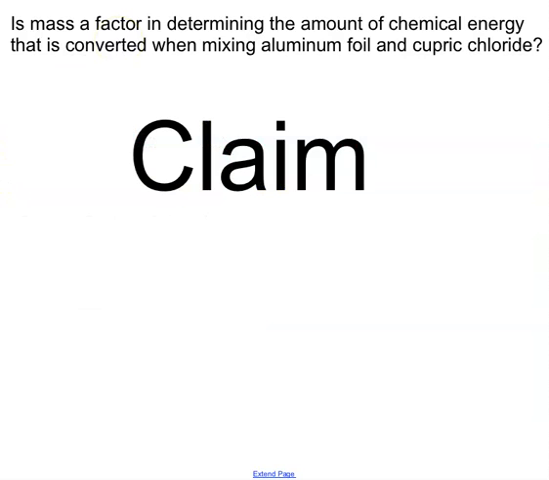For your claim, is mass a factor in determining the amount of chemical energy? Your answer is going to be one of 2 answers. You might say, yes, mass is a factor in determining the amount of chemical energy that is converted when mixing aluminum foil and cupric chloride. Or you might say, no, mass is not a factor. That depends on how you interpret the evidence. But the bottom line is, it should be one of those 2. Some of you had a claim that had nothing to do with mass.